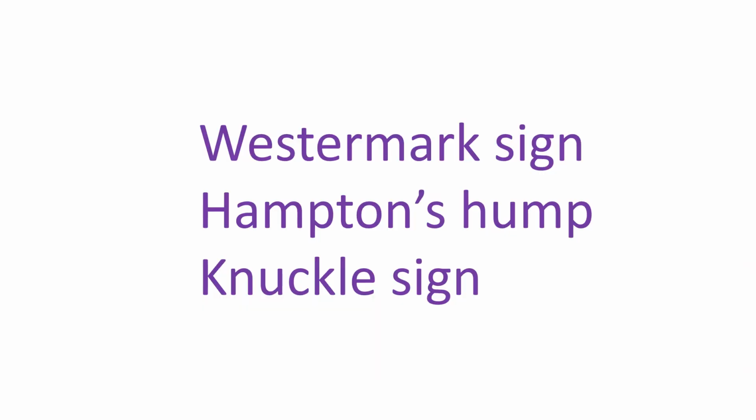There are some named radiological signs in pulmonary embolism. Westermarck sign is a focal oligemia of the lung due to occlusion of a branch pulmonary artery due to pulmonary embolism. The vessel proximal to the occlusion is dilated. Hampton's hump is a peripheral pleural-based wedge-shaped lung opacity due to pulmonary infarction in a case of pulmonary embolism. Knuckle sign is the abrupt cutoff of a pulmonary artery branch due to pulmonary embolism.